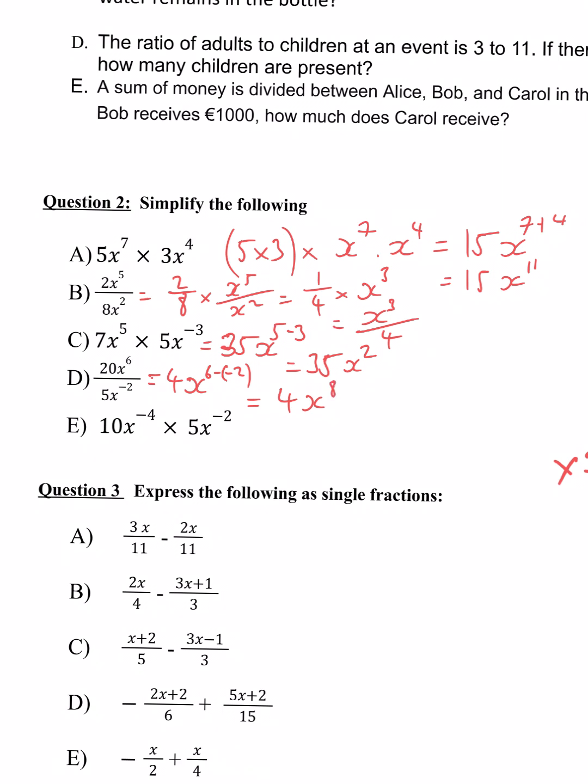Last one. 10 times 5 is 50. And we have x to the power minus 4 times x to the power minus 2. When you're multiplying, you're just adding up the powers. So it's minus 4 minus another 2 comes all the way down to minus 6. Okay, that's question 2. Question 3.